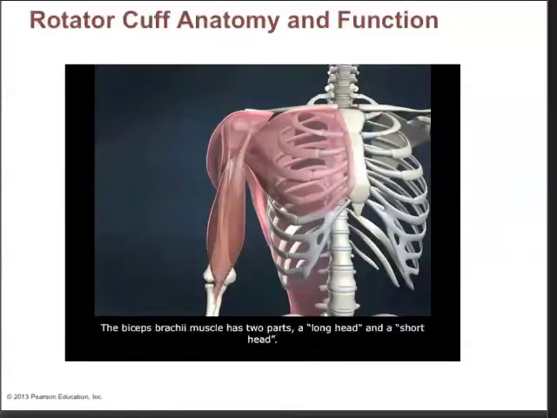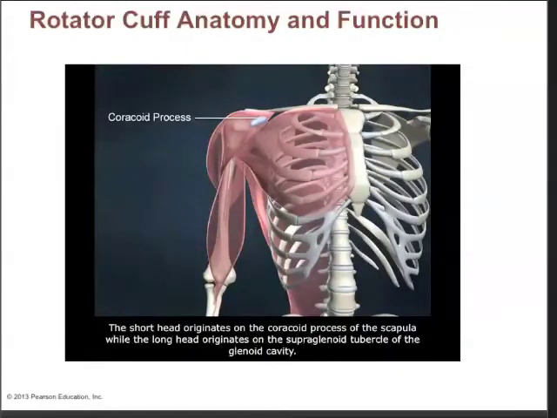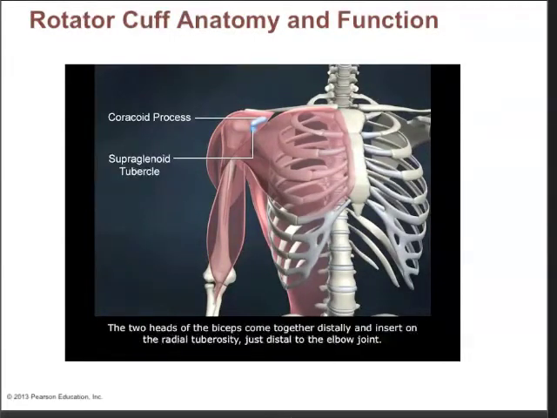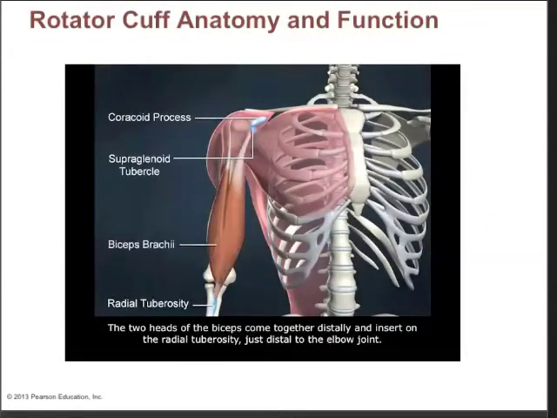The biceps brachii muscle has two parts, a long head and a short head. The short head originates on the coracoid process of the scapula, while the long head originates on the supraglenoid tubercle of the glenoid cavity. The two heads of the biceps come together distally and insert on the radial tuberosity, just distal to the elbow joint.